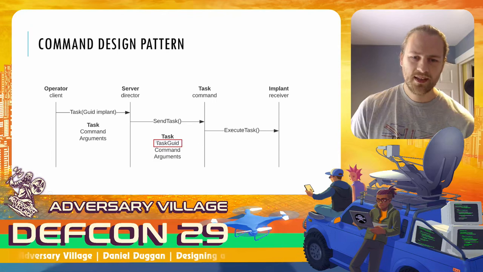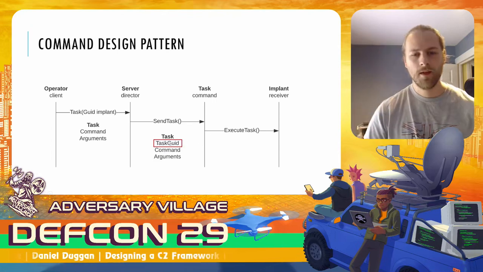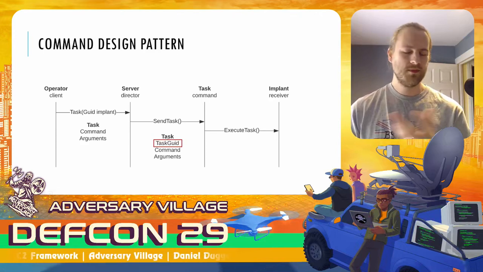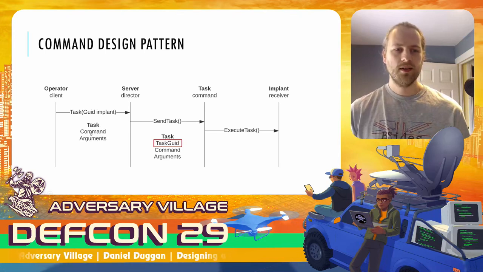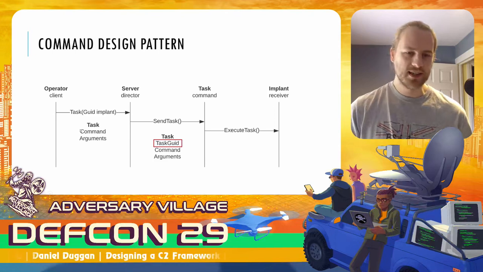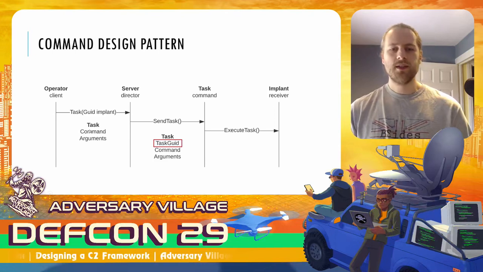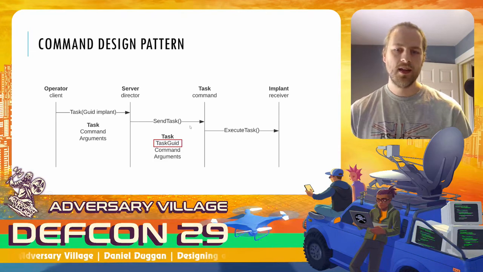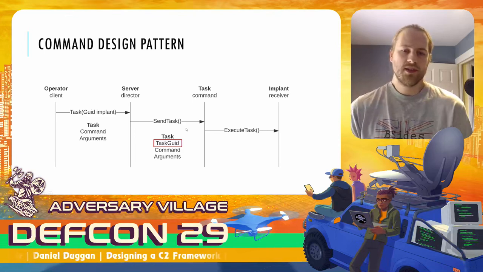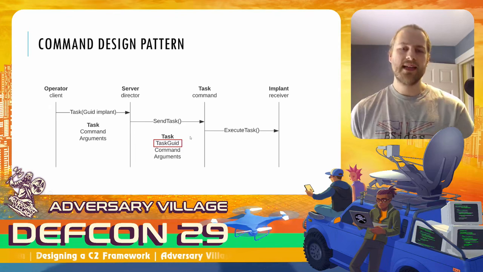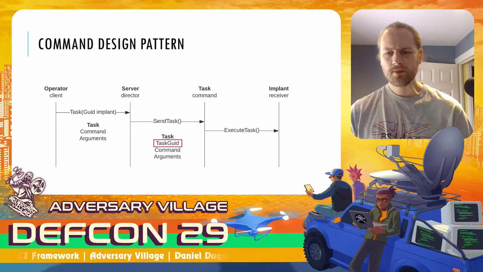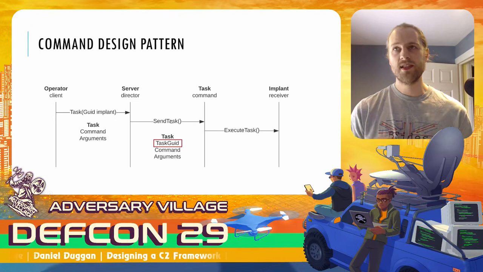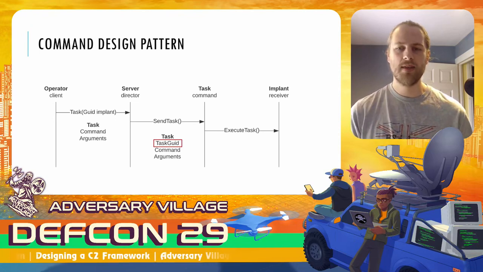Now I've highlighted the task GUID here, because it's in the model that the server deals with, but it's not in the model that the operator sends. If I want my server to track task progress with the implant, it's going to need something. So my server, in this example, adds a GUID to all of the tasks. And then when the implant talks back to the server, it can use the same GUID so that the server can track commands with the implant.